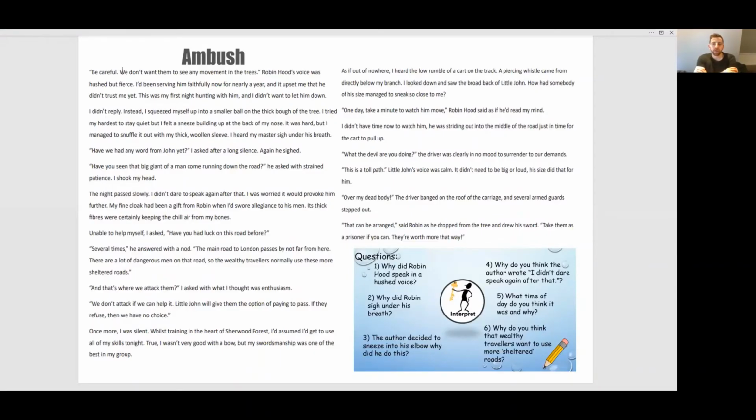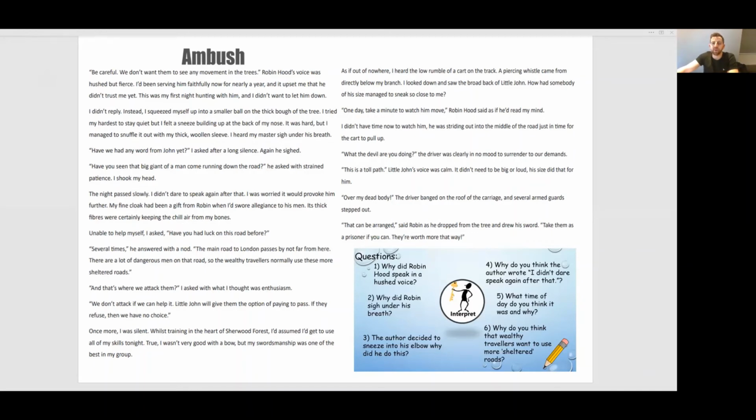Guys, I hope you managed to get on well with the inference questions. I'm going to go through the answers now. I'll be looking over this way slightly because that's where I've got the piece of text. So let's go through them together. So number 1, why did Robin Hood speak in a hushed voice?